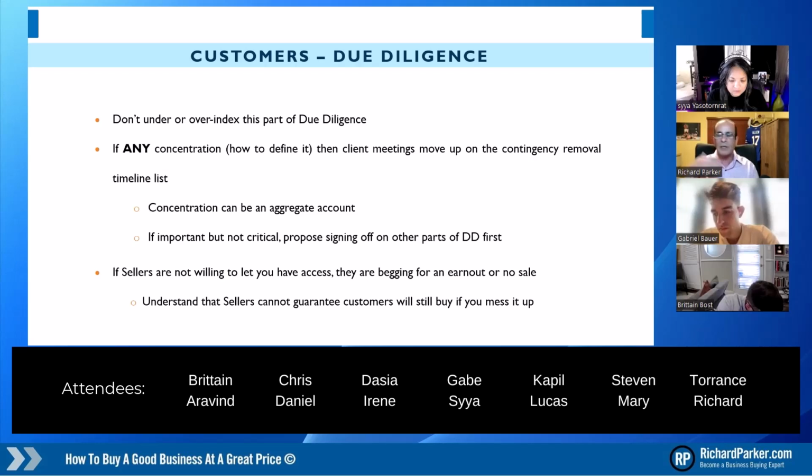If there's any concentration of customers, we want to talk about how to define it, then the client meetings move up on the contingency removal timeline. Remember, I said you attack the big things first. If there's customer concentration, I'm looking at a business right now where 40% of the business is done with one customer. Phenomenal business, highly profitable. And we are working out right now a performance-based deal so that if the customer doesn't continue, then the valuation changes dramatically. In that case, I've got to meet with the customer.